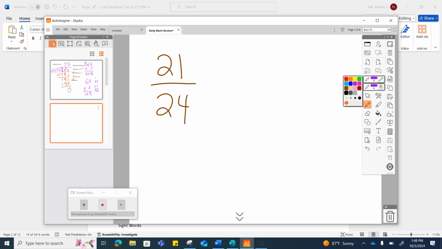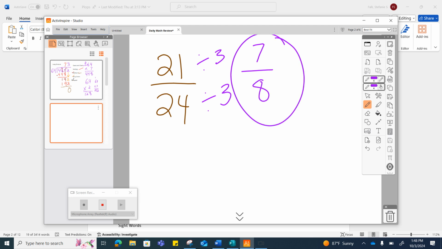2. No, not 2, sorry. Not 2. I want to figure it out. Well, if anybody else figures it out. 3. Good job using the multiplication chart. What is 21 divided by 3? 7. And what is 24 divided by 3? 8. And that is my answer. 7/8. Nice. Okay? Thank you.